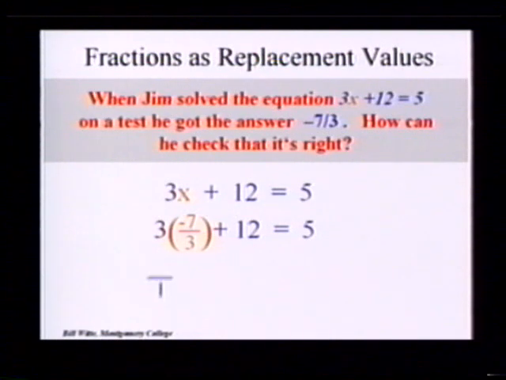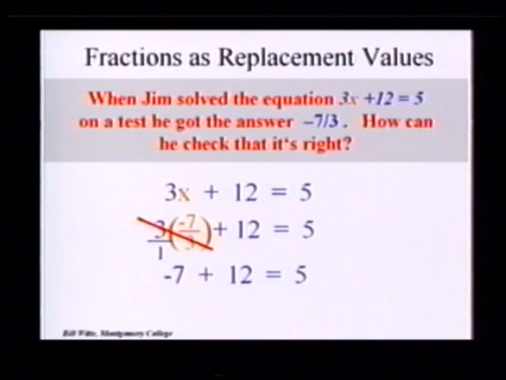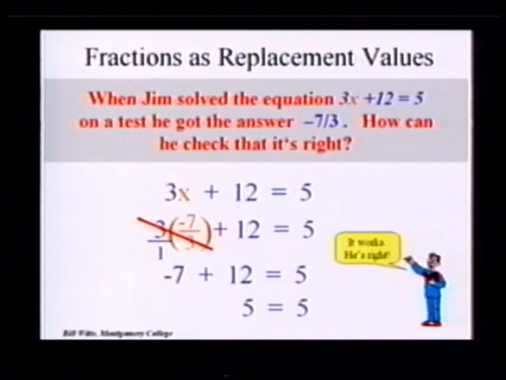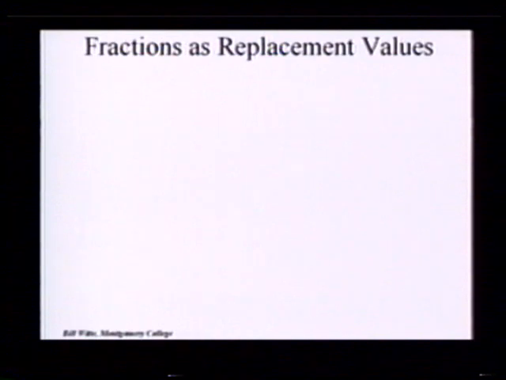Well, remember, any number is itself over 1. Okay, so we can cancel anything in the top with anything in the bottom, and now it's not so bad. -7 plus 12, what does that add up to? 5, and anytime the left side equals the right side, you know you're right. If it doesn't equal the other side, you're not correct. Okay?